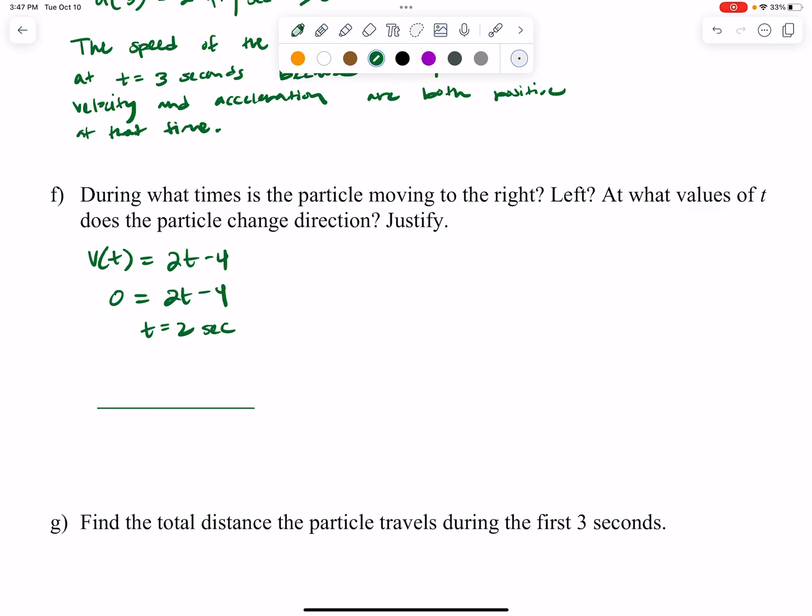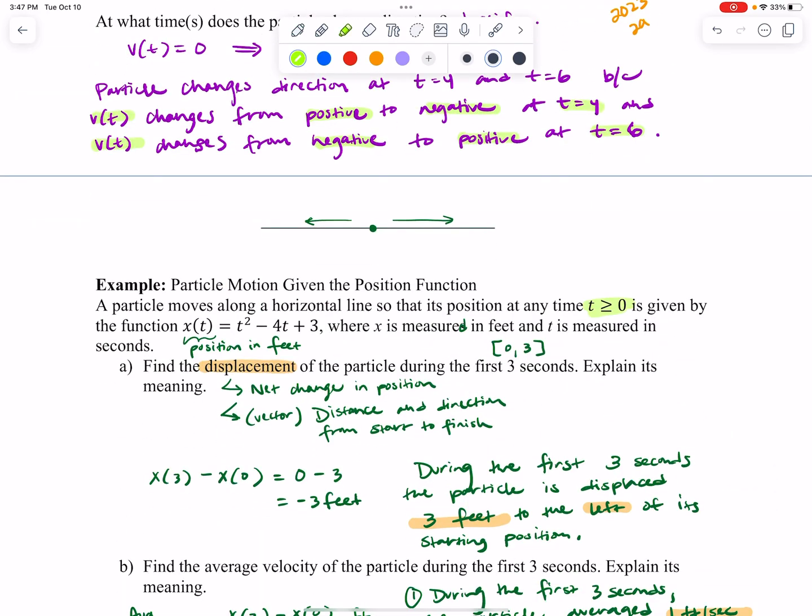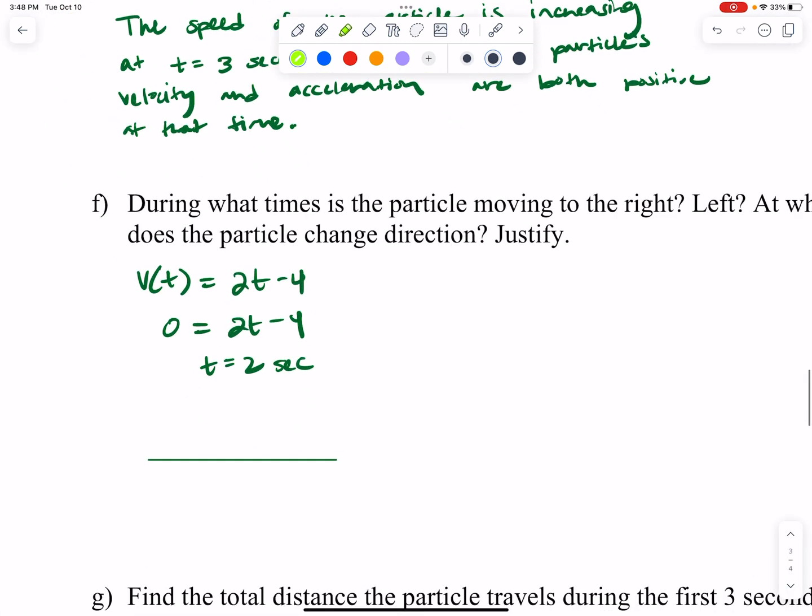For this problem, we were also given that our domain is t greater than or equal to 0. So I'm going to make an analysis line here. 0 is an endpoint, and when t is equal to 2, that's a potential sign change for velocity. I want to figure out what direction the particle is moving between 0 and 2, and then to the right of 2. Using test values, if we plug in 1, we want to see what velocity would be. V of 1 would be negative 2, so it would be negative.